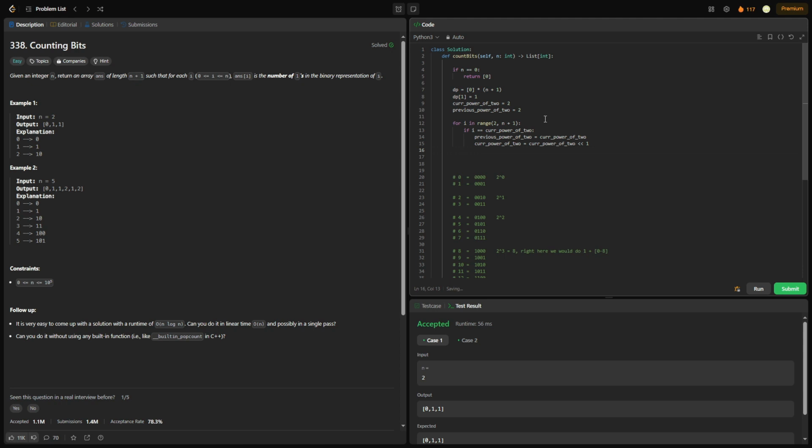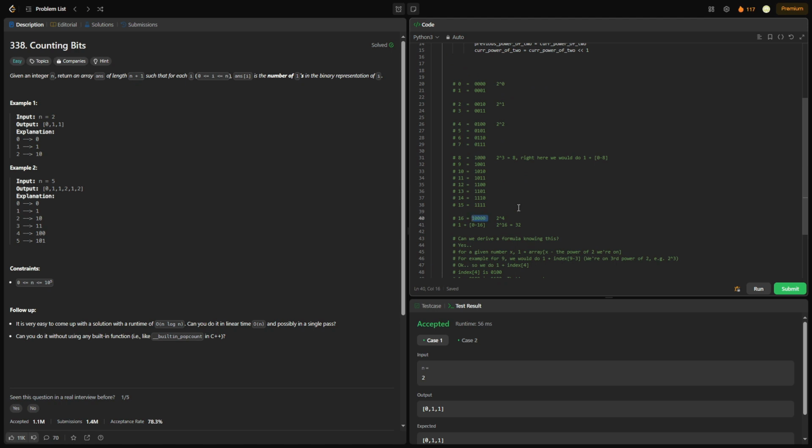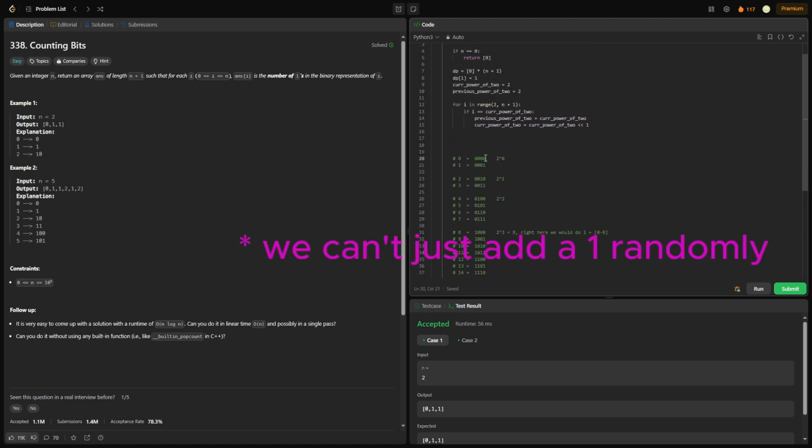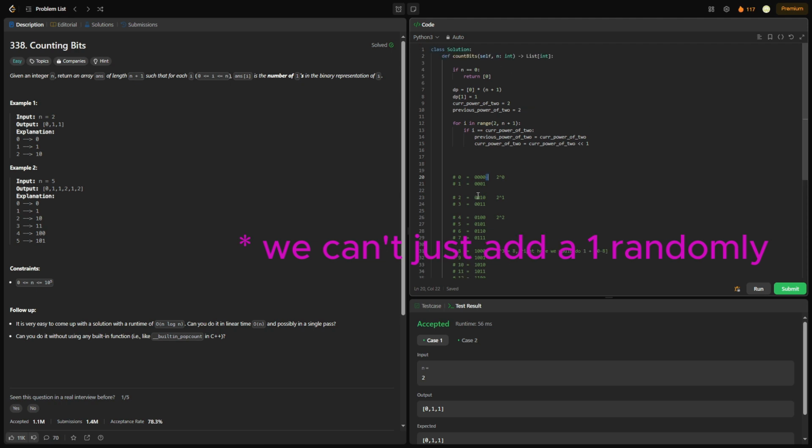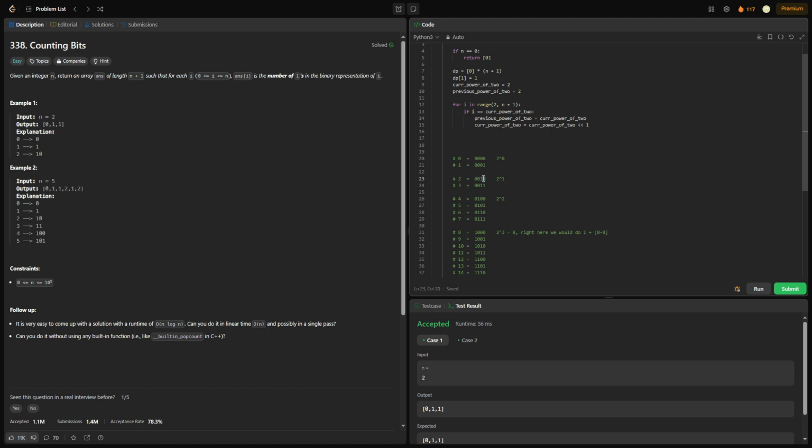So the reason we don't want to start with this as the previous power or the current power is because we need to left shift this, because every time we left shift this, notice how that's our next power of 2, right? That's our next power of 2. But if we start from the 0, well, we can't just add a 0 randomly by left shifting, right? That's why we need to start at this 2. Because when we left shift this, our next power of 2 should be 1, 0, 0. And it is, right? 1, 0, 0. Left shift this, our next power of 2 should be 1, 0, 0, 0, right? After we left shift this one.